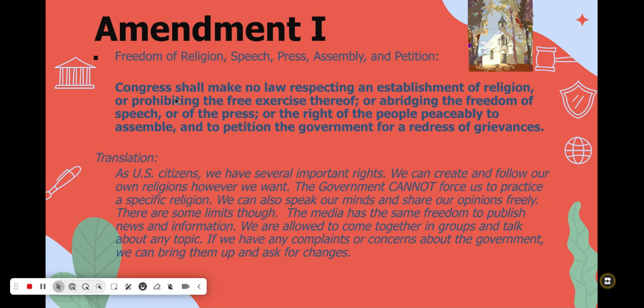We have freedom of the press. The press here is the media. So essentially the media has freedom to publish news and information. And the government cannot limit what they can publish unless it's like a major threat to national security kind of thing.